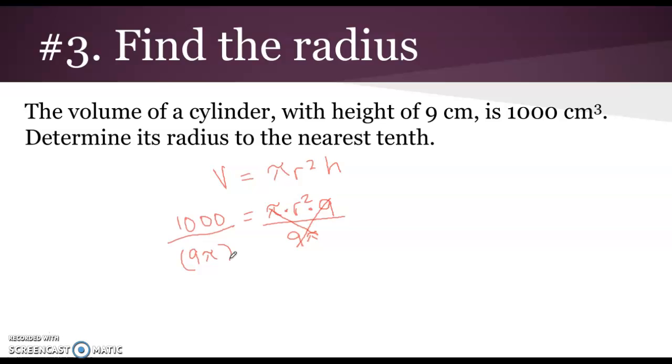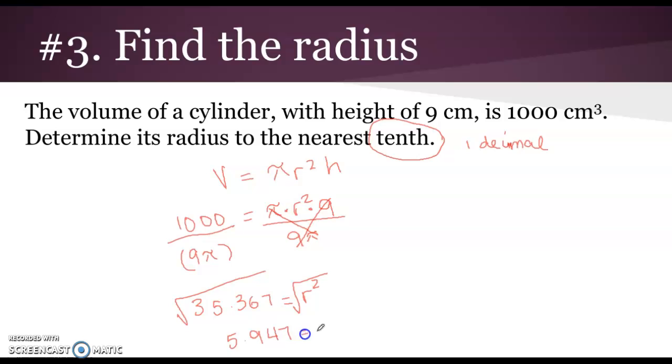So you would do 1000 divided by open parentheses 9 pi. With this, you will get 35.367 equals r squared. We'll round at the very end. We're looking for tenth, so that's 1 decimal. At the end, we'll round those. Now, how do you get rid of this little square? By taking the square root of this. So the square root of 35.367 should give me 5.947 is equal to r.